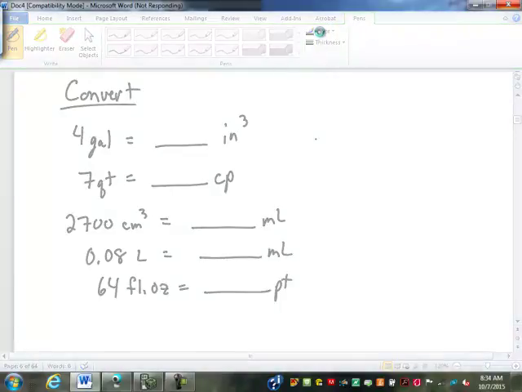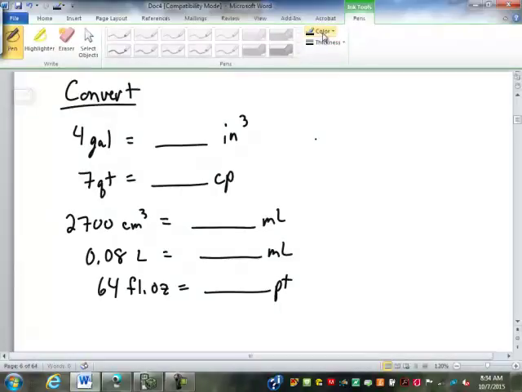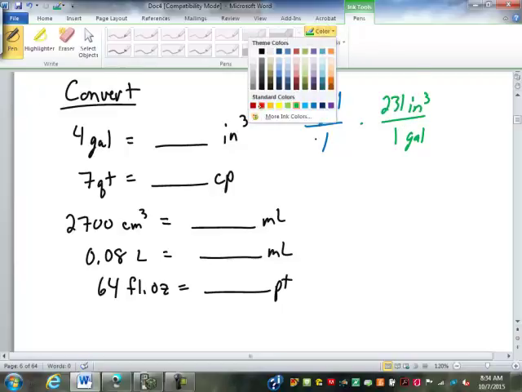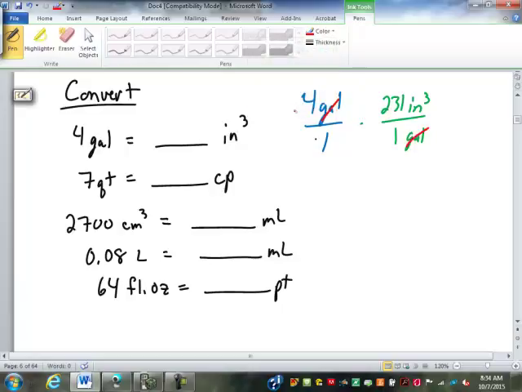Okay, so for this one here, 4 gallons into cubic inches. What's our conversion between gallons and cubic inches? 1 gallon is approximately 231 cubic inches. So the gallons cancel out. 4 times 231 is 924.